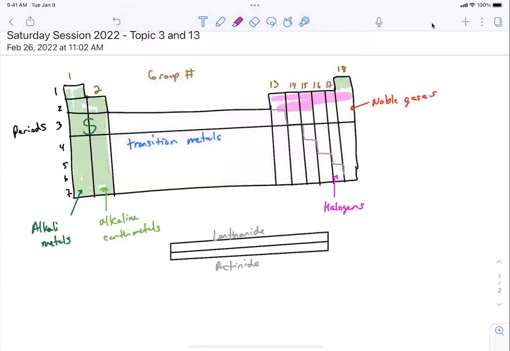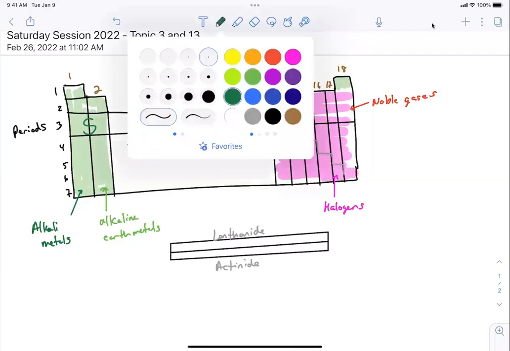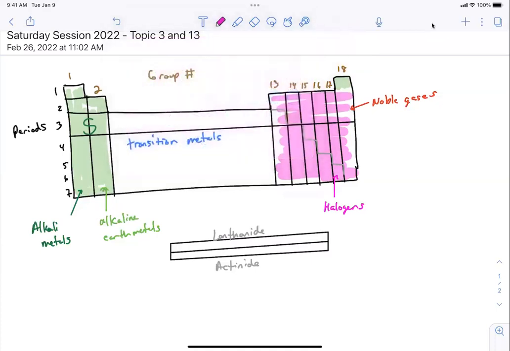Over in this section, you'll notice that it is 6 wide, which represents the P sublevel. Okay, so every element you go to the right in that section, you add an additional P electron.